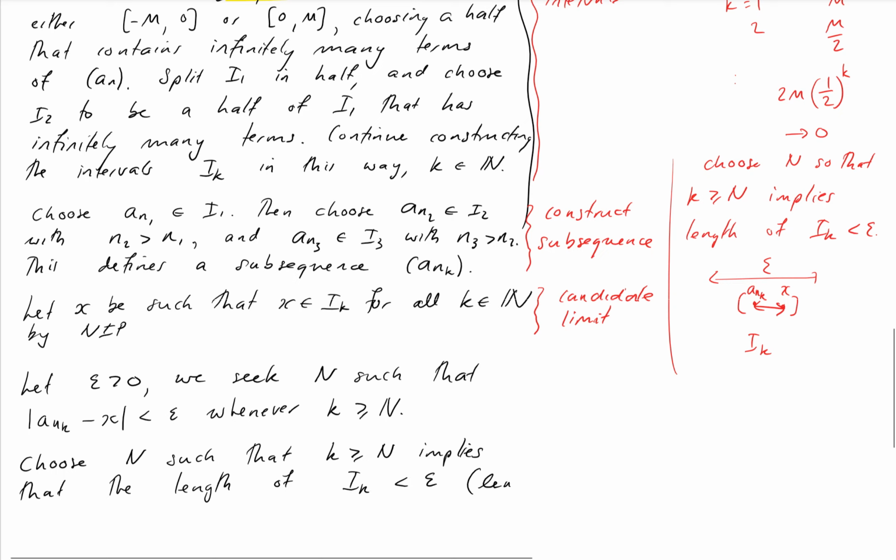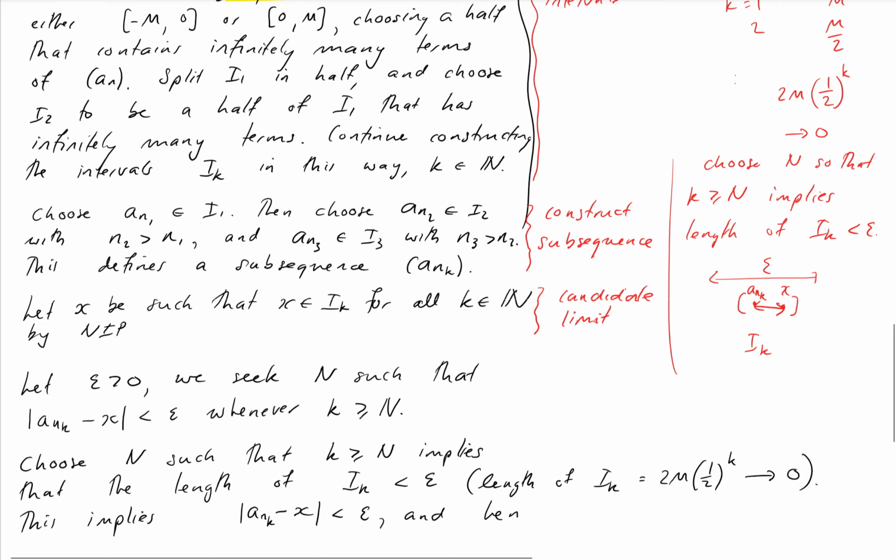And I'll just make a little note here. Length of Ik equals 2m half to the k, which converges to 0. Just to justify that choice of n there. Okay, so that's great. This implies that the absolute value of a n k minus x is less than epsilon, and hence our subsequence a n sub k converges to x.